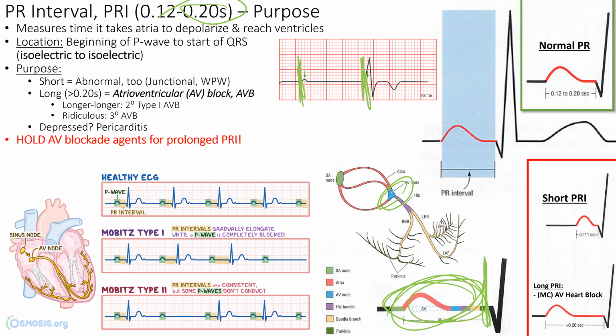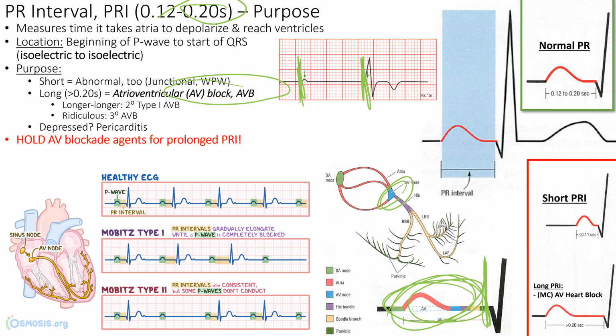That is ridiculous, right? So when you have ridiculous PR intervals, that's usually a sign of a third degree AV block. So we'll talk about that when we talk about AV blocks, okay? Short, we're not going to focus on right now, but long means we have an AV block of some sort, right? So longer, longer, longer, we'll talk about those with AV blocks. That's usually a second degree type 1. So we'll talk about all these degrees and types at the end of the lecture today.